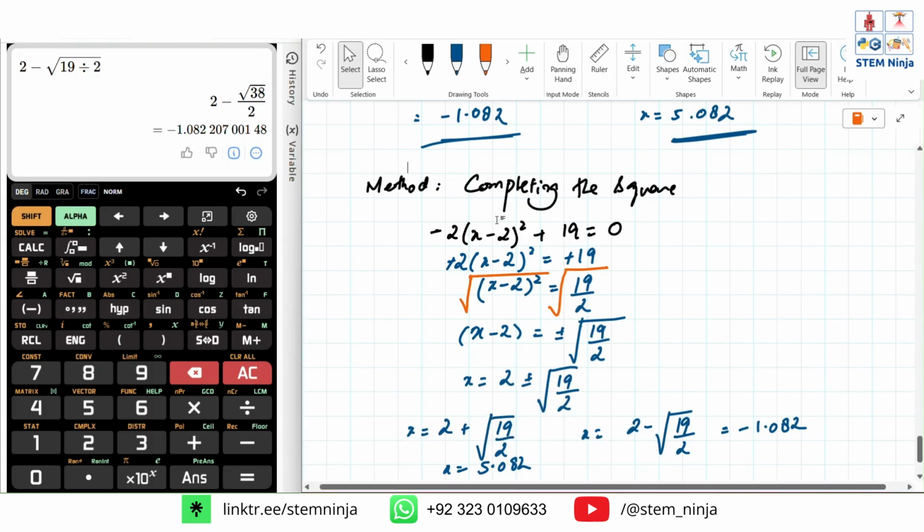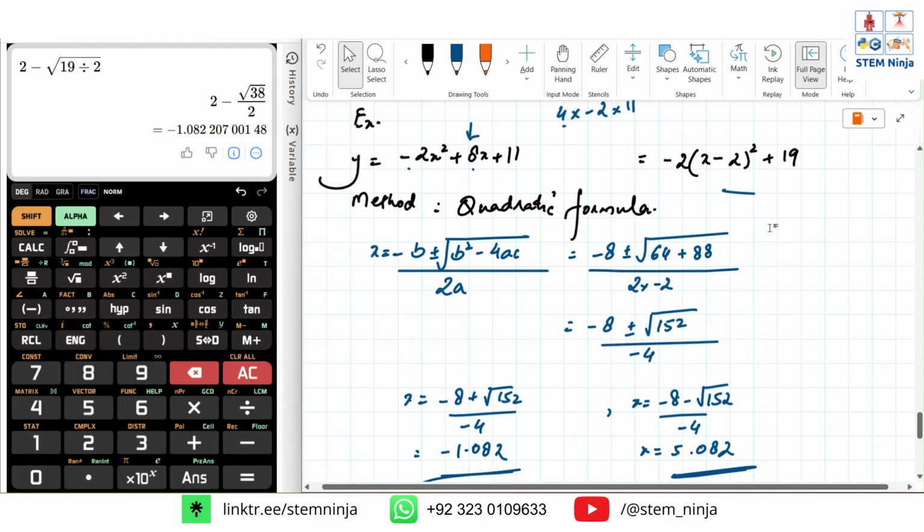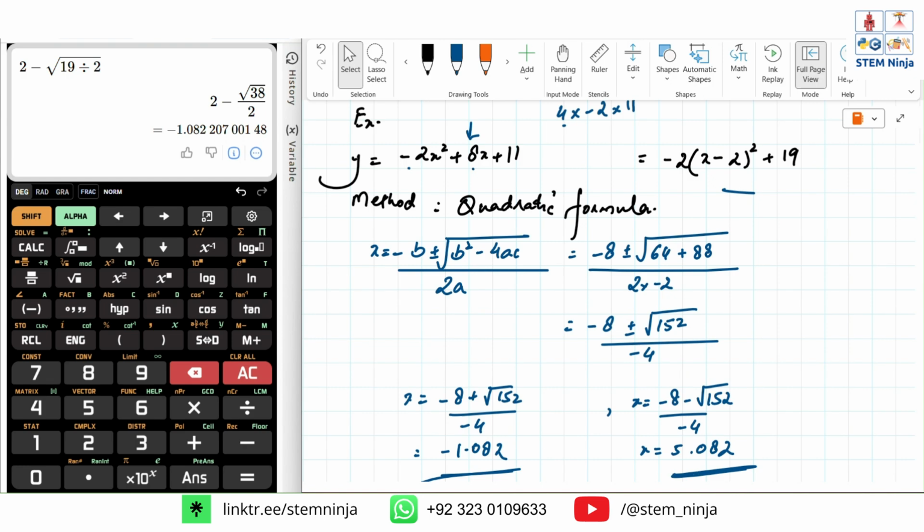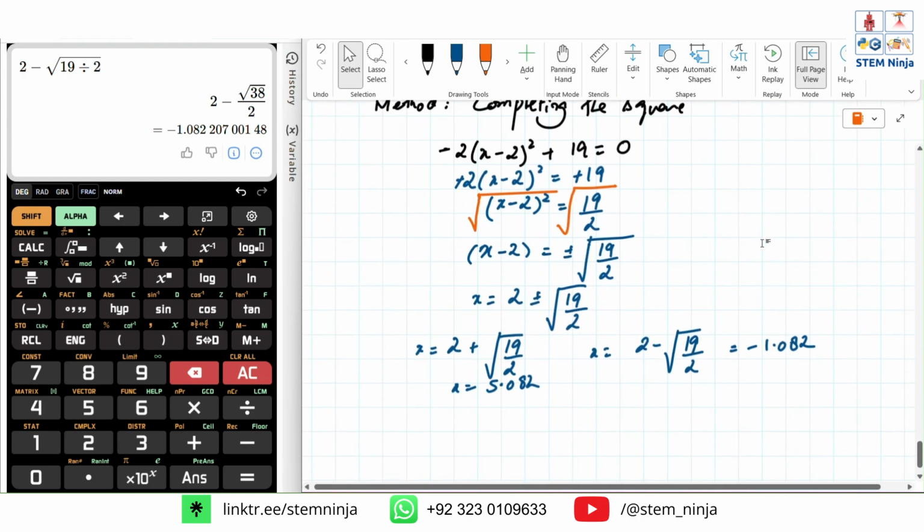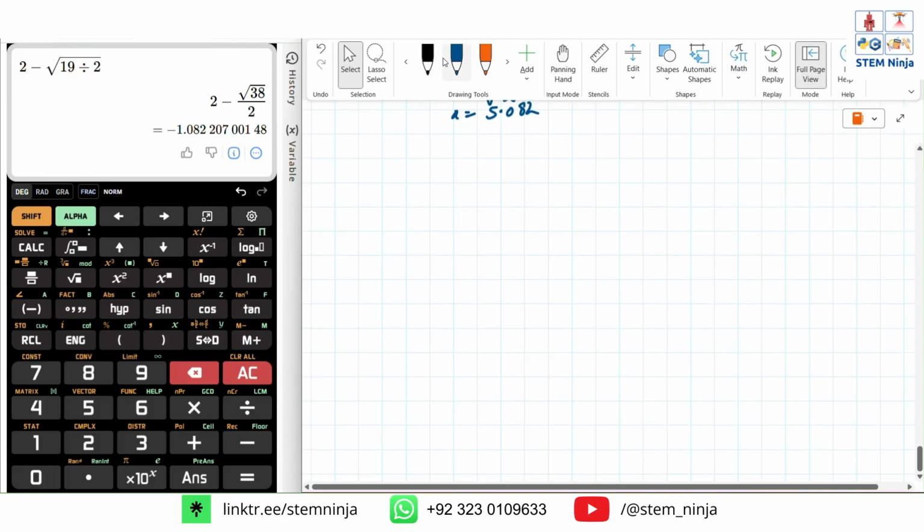So it depends on the question, what methodology they are requiring. If they have specified that we have to use the completed square method, then we have to use the completed square method. If they have said quadratic formula, then we have to use the quadratic formula. And if they have left it unspecified, then we have a choice. However, it still depends on question to question. You have to look at what the question is actually asking you to do in the previous parts.